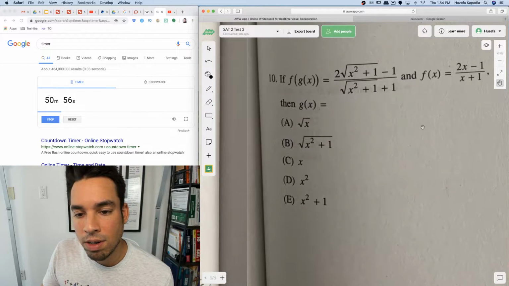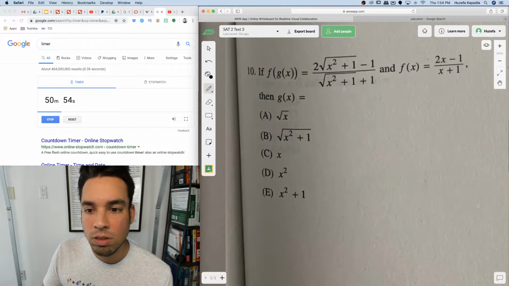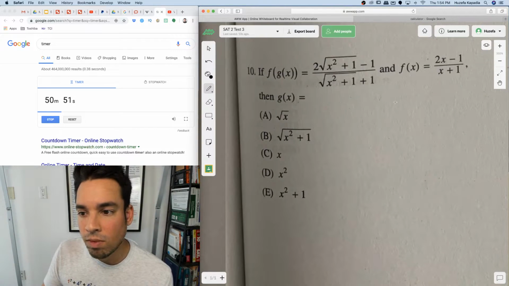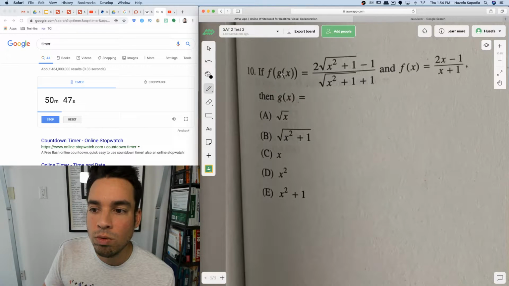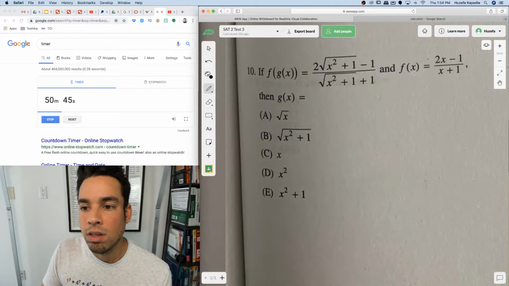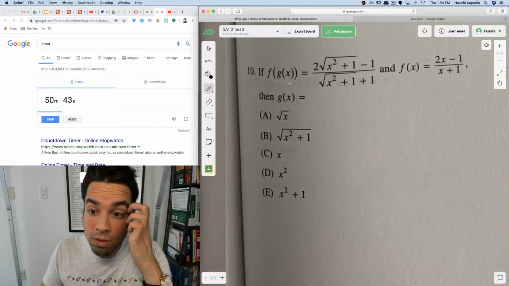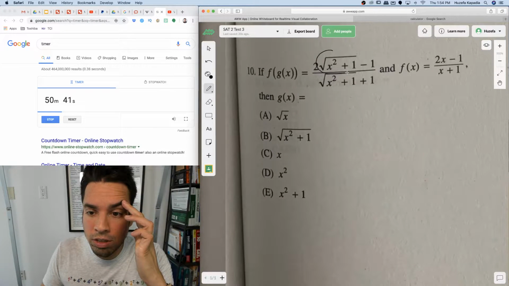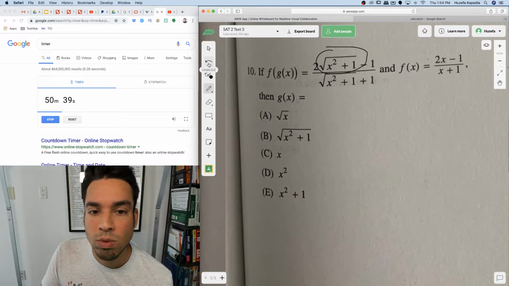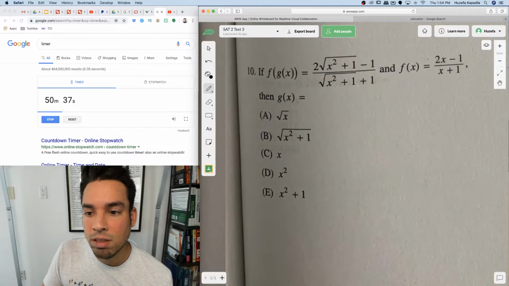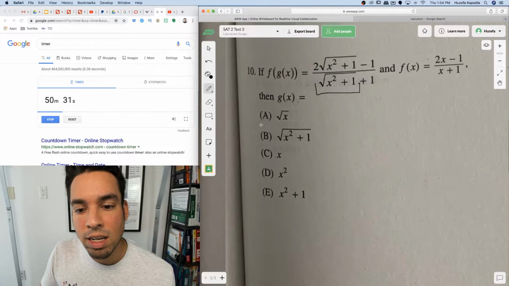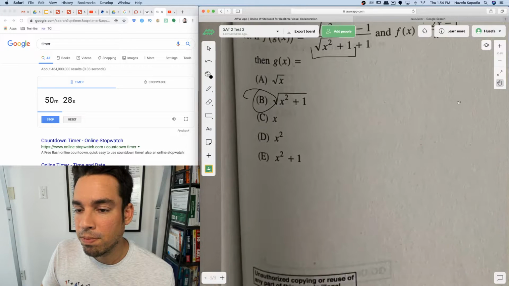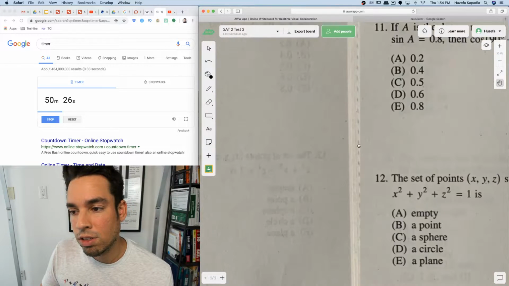So I'm feeling fine. If f of g of x equals this, and f of x equals this, then g of x equals... Okay, so if this is f of x, and I'm plugging in for x, this is g of x right here: square root of x squared plus 1. All they're doing is taking some function and replacing x with it. And look, they've replaced x with this function down here. So g of x has to just be square root of x squared plus 1. Simple. That's just straight up function notation.